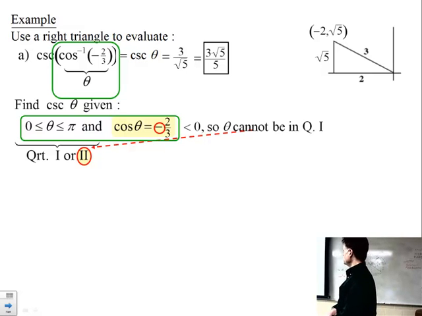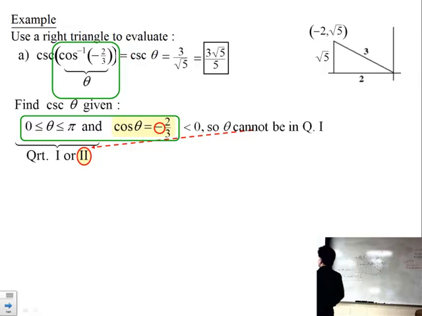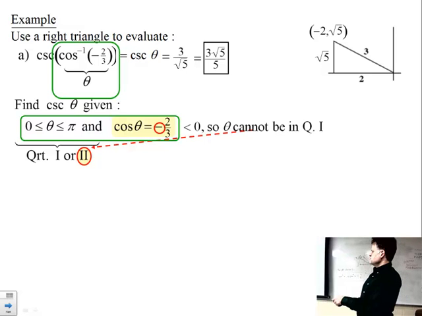So this is going to be either quadrant 1 or quadrant 4. Cosine is negative, so it can't be quadrant 1. It's got to be quadrant 1 or quadrant 2. I was reading that wrong. So it can't be quadrant 1 because cosine is negative, so it's got to be quadrant 2.